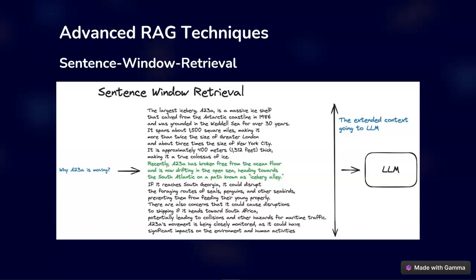Technique one is sentence window retrieval. This method improves search accuracy by embedding individual sentences and including nearby sentences in the search. This gives the LLM a richer context for generating responses.